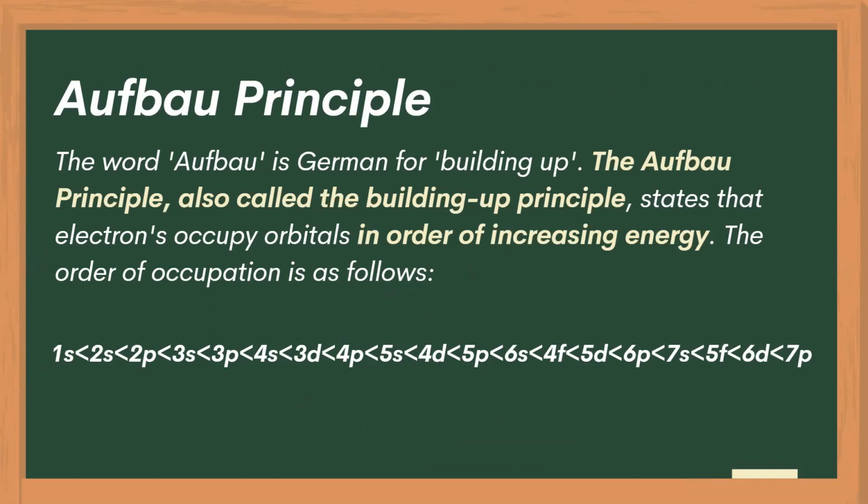The word Aufbau is German for building up. The Aufbau principle, called the building-up principle, states that electrons occupy orbitals in order of increasing energy. So the order of occupation is as follows: 1s, then 2s, then 2p, then 3s, then 3p, then 4s, then 3d, and so on and so forth. We have to use this order in order for us to get the electronic configuration of the elements that we need to know.